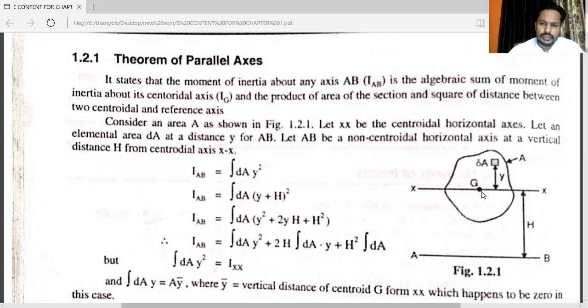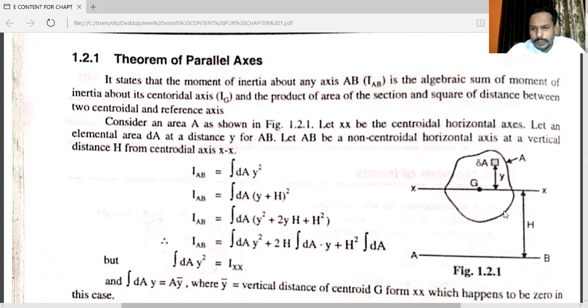Already we know about the center of gravity and centroid. In the first year, we completed centroid. So here you can see the x axis, the horizontal axis, which is passing through the centroid point. The axis is horizontal, so here we are taking x. See, this is the vertical distance small y. The distance between the elemental area and this centroid point, we have taken as y.